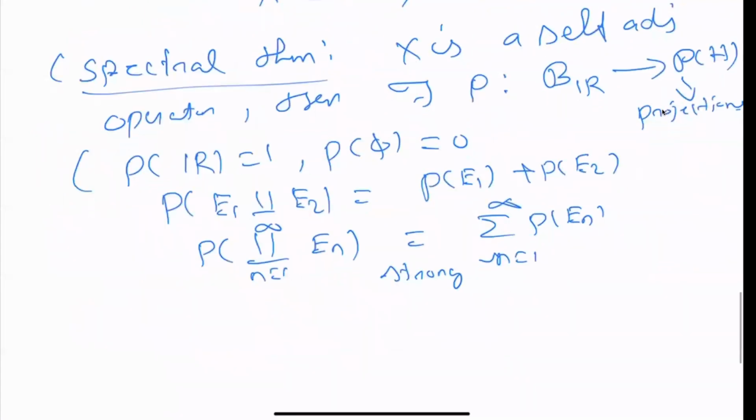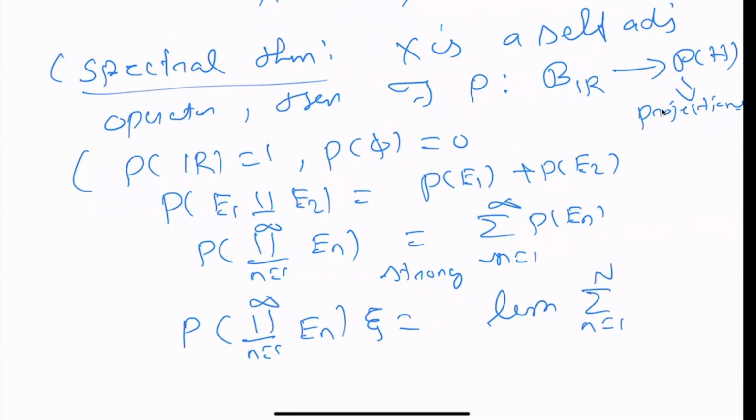By this, I mean the following. You evaluate a vector xi on this. Maybe I will write it in the next line. This just means P of the sum n equal to 1 to infinity of En acting on any vector xi is equal to the limit, as n goes to infinity, of the finite sum, which makes sense, P of En acting on xi. This is a finite sum, and the limit is what is called strong convergence. Pointwise convergence is what is called strong convergence.